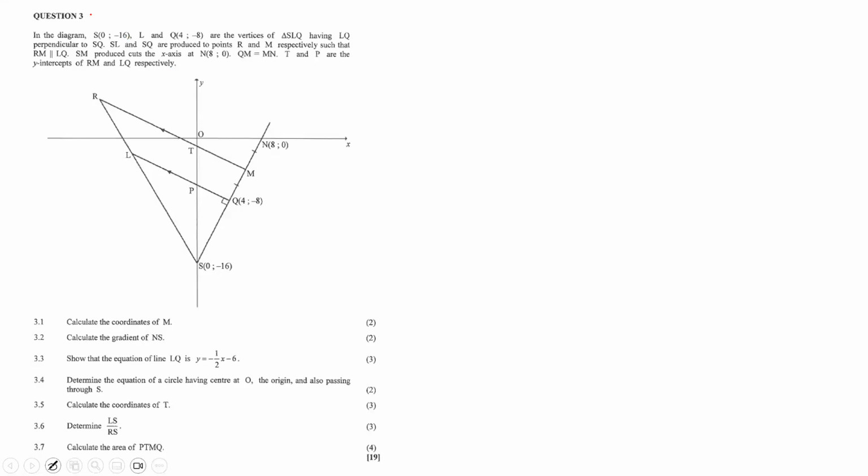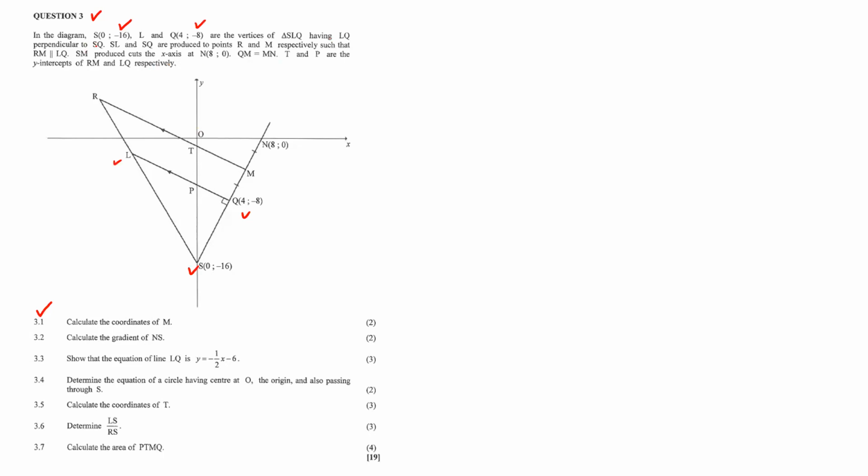Welcome, folks. We are looking at question 3, particularly question 3.1, and I want to find the coordinates of M. But first, in the diagram, S has the coordinates (0, -16), and Q has the coordinates given. They are the vertices of triangle SQL.